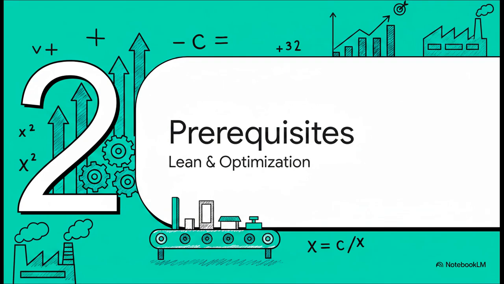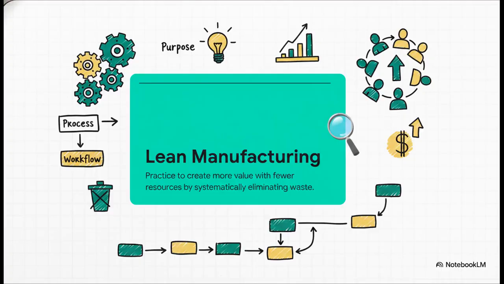Moving on to part two, prerequisites, specifically lean principles and optimization math. Look, before we can even think about digitally modeling a factory, we absolutely have to master the basics. And that starts with lean manufacturing. This is a systematic practice, deeply rooted in purpose, people, and process. Now, a lot of folks think lean is just some corporate buzzword for cutting costs. Actually, scratch that. It's not about cutting costs at all. The real goal is improving the workflow, creating significantly more value with fewer resources by relentlessly tracking down and removing steps that just don't add value.